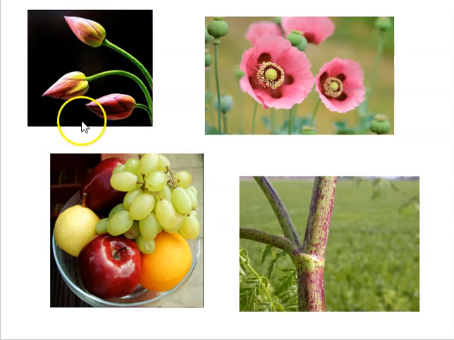Here's some plant organs. Those are buds I was talking about. Here's the actual flower. Fruits. The fruit, guys, is actually the plant ovary, right? With the potential babies inside those fruits. There's seeds in those fruits.